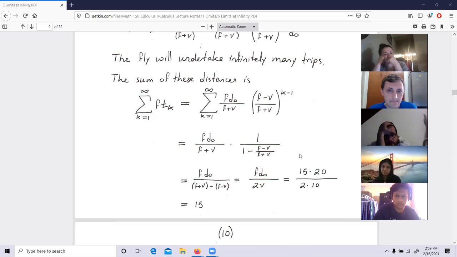Good? If you're interested, in office hours I can discuss it a bit deeper if you want to hear the solution. But the point is, there is an infinity that you managed to not see because you came up with a simpler way of solving this problem. But the fly travels infinitely many times back and forth.